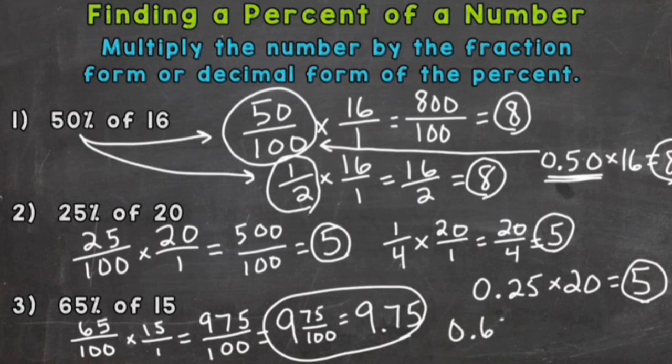If we were to use the decimal method, we will have 0.65 times 15. So we are also going to get 9.75. So these are different ways of showing the percentage of a number.